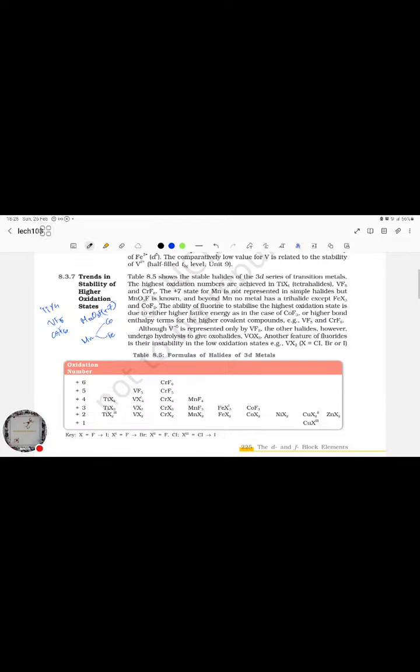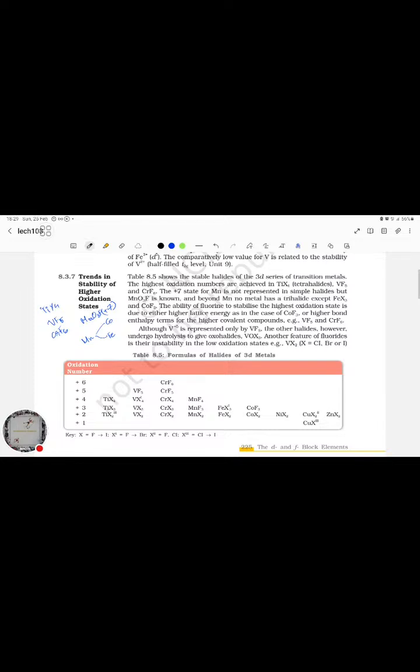And the ability of fluorine to stabilize the highest oxidation state is due to either the higher lattice energy, as in the case of cobalt fluoride, or higher bond enthalpy terms for the higher covalent compounds. So why is it able to stabilize the higher oxidation state?